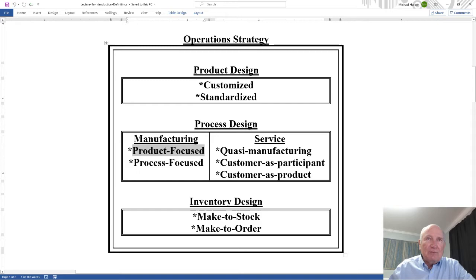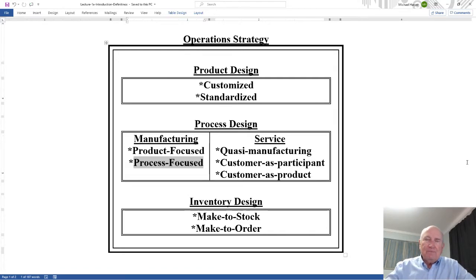Alternatively, there's something called a process-focused manufacturing process design, where you're not focusing on the product, you're focusing on the process. An example of a process-focused manufacturing process design is a job shop. So when those batch runs are very small, you're saying, oh, I am focusing on the processes to do exactly what I need for that product, and that product could change. But I have the same process. I'm focusing on the quality of the process. So the job shop is a really good example of that.